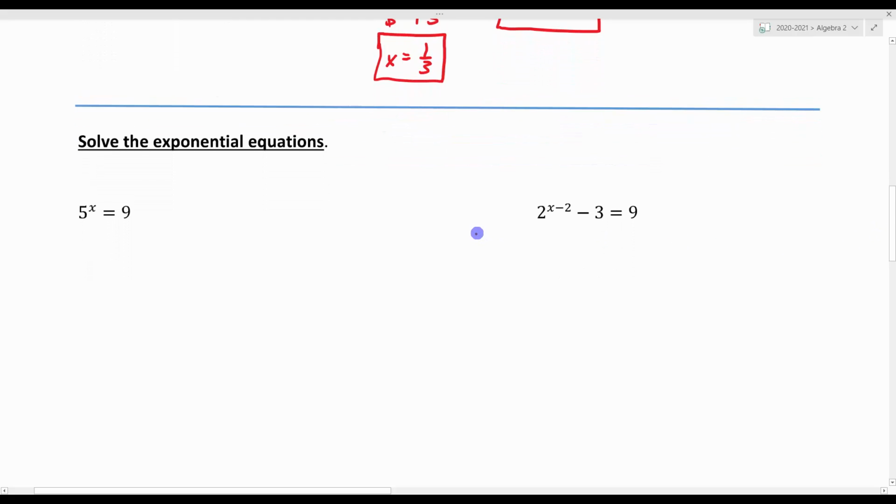All right, so different types of equations. We're looking at some exponential equations in this one. So there were some struggles on the quiz with these ones. So I'm going to start off with an easy one, and then we'll get into a more complicated one.